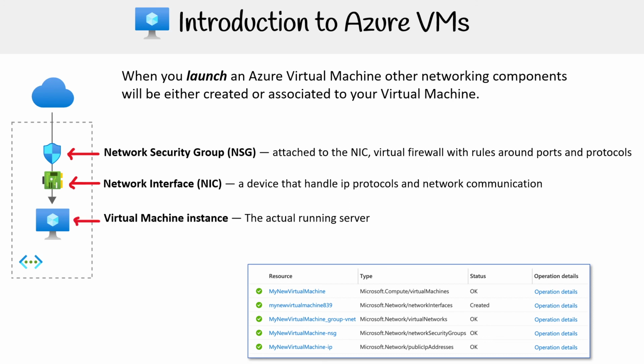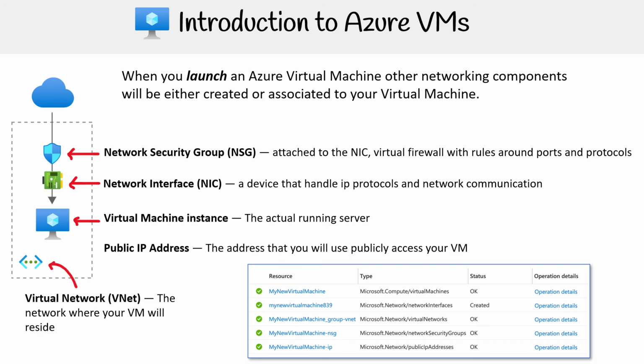You have the virtual machine itself, or the instance. That's the version of the instance that is currently running. It's going to get a public IP address assigned to it. So that's how people from the internet can actually access the virtual machine. And then you're going to have to launch it within a virtual network. And so you're going to have that VNet. So you'll either choose one or you'll be creating one during that wizard process. So there you go.